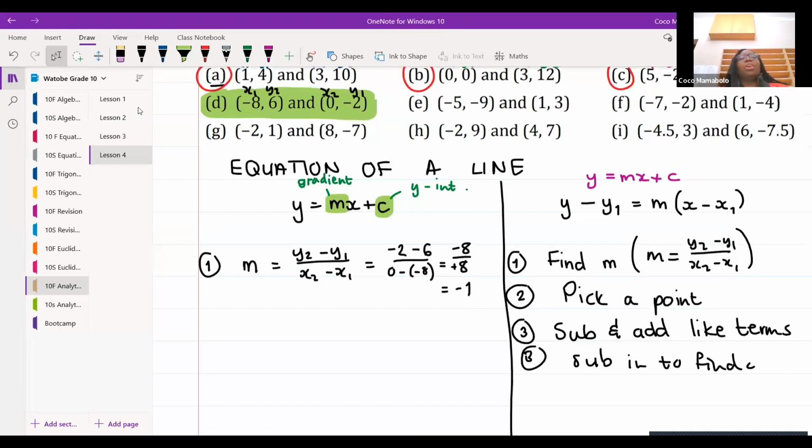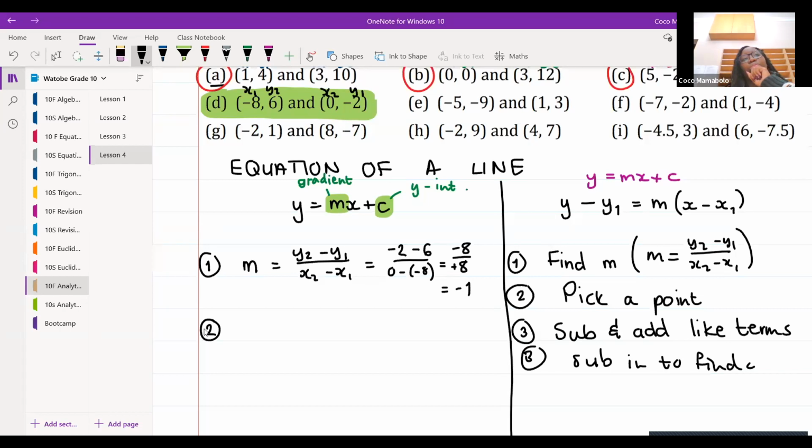Very well done. Tiamo, tell me, let's do step 2. What is step 2? Ma'am, for step 2, you're going to pick a point. Good. You can pick any of the points. Which one do you want to use? -8 and 6 or 0 and -2?